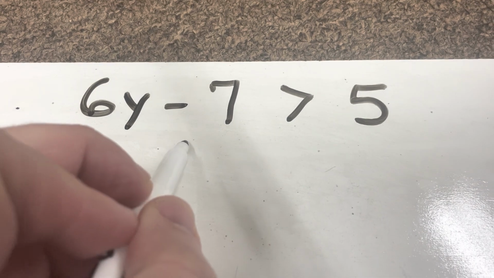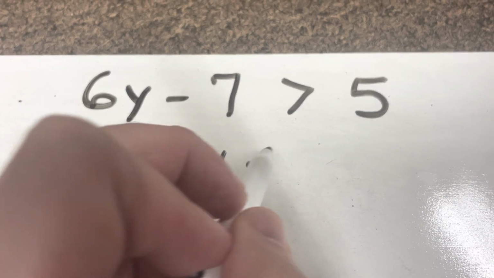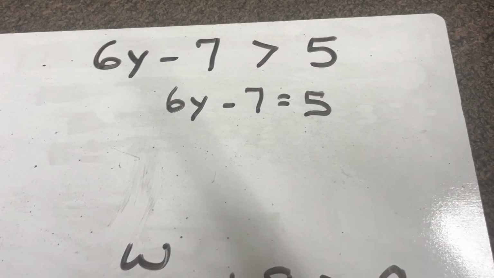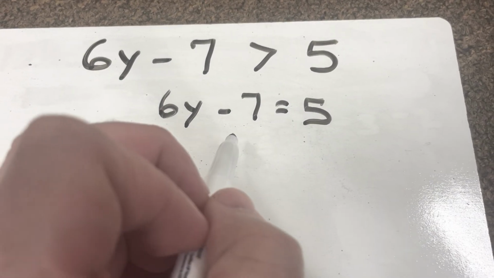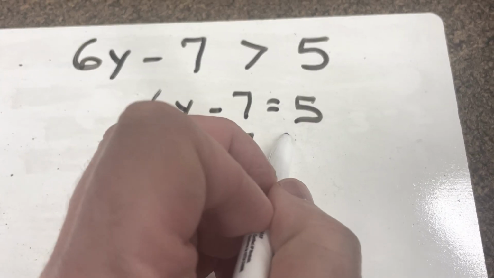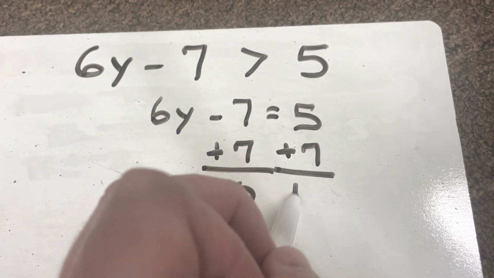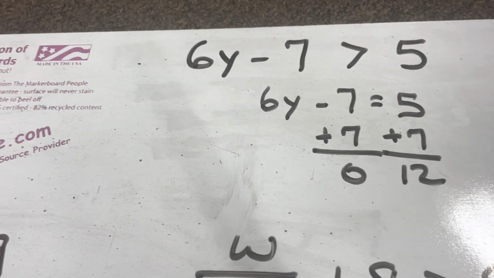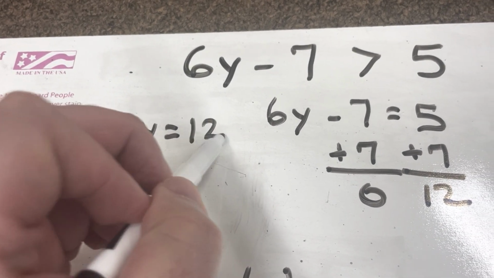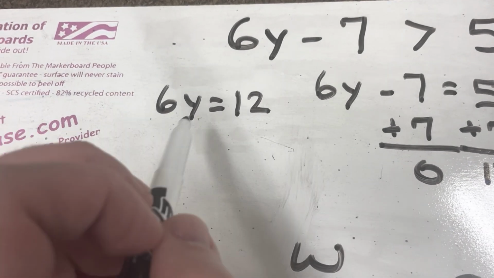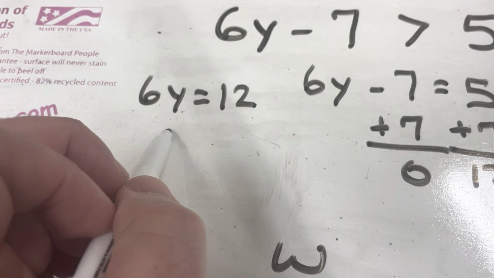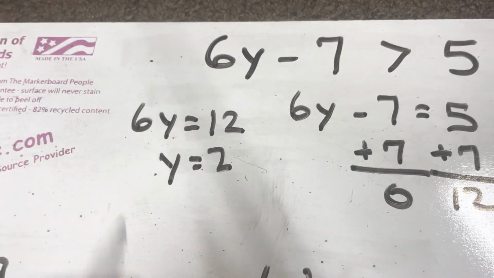You should be able to figure out that we want to rewrite this as 6y minus 7 equals 5. Which means here in this situation, to isolate the variable 6y, I'm going to add 7 to both sides. Plus 7 there is going to give me 0. Plus 7 there is going to give me 12. Which means that I end up with 6y equals 12. Which means that if 6y equals 12, I divide both sides by 6. 12 divided by 6, y equals 2.